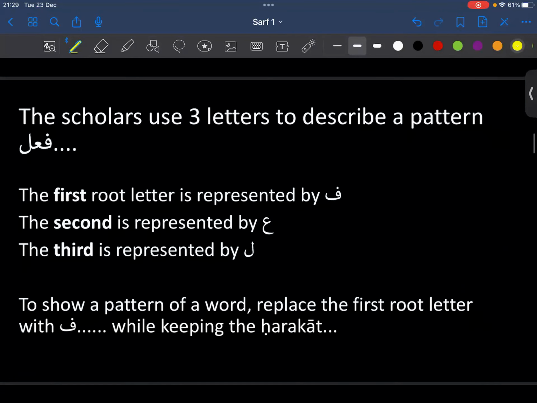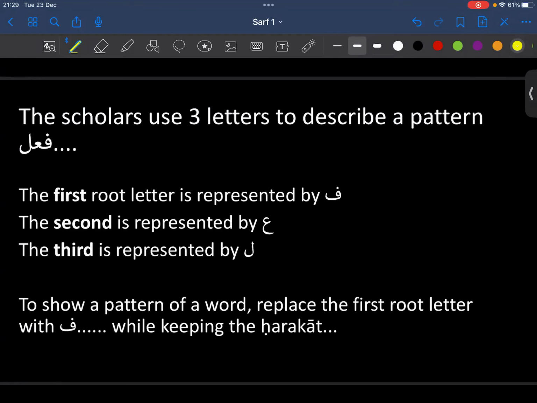Now, the scholars of Arabic noticed that there exist similar patterns of harakat and additional letters and so on, and they form the science of Ṣarf. And they use 3 root letters, the fa, the ain, and the lam, as a yardstick to measure patterns. So they chose to represent the first root letter with a fa. They chose to represent the second root letter with the ain, and they chose to represent the third root letter with the lam.